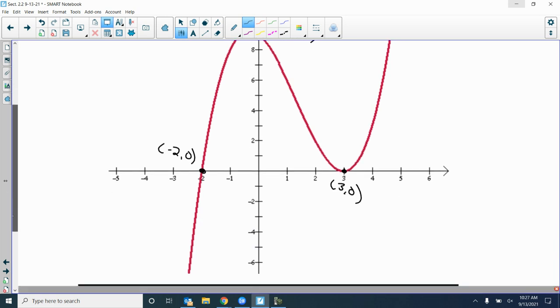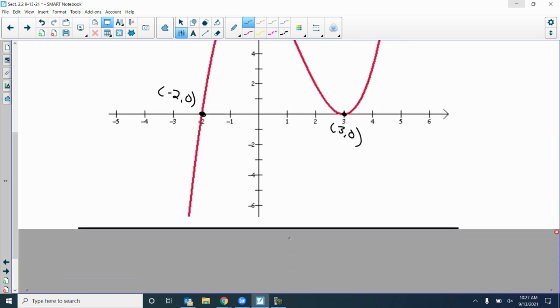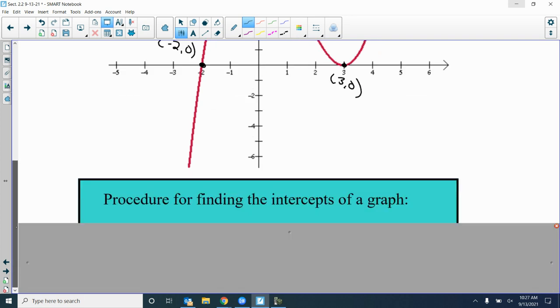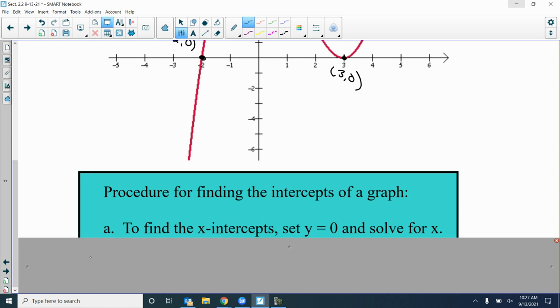Now, if you're given an equation, do you remember how to find the x and y intercepts? If you look over there to the right, it says to find the x-intercept. Do you remember what you do? Set y equal to 0, because the y value has to be 0. So to find the x-intercept, set y equals 0 and solve for x.